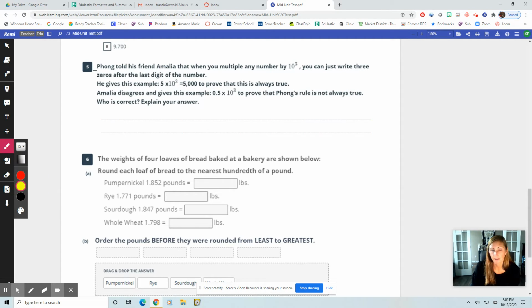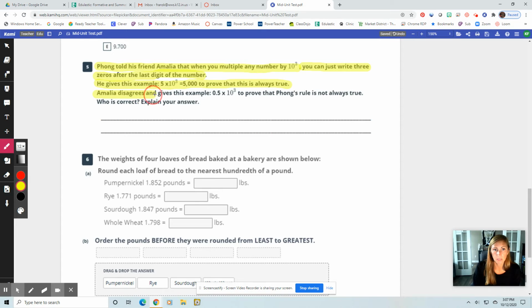Number 5 says, I've always debated how to say this name. PH technically is an F sound, so Fong, interesting. Fong told his friend Amelia, that when you multiply any number by 10 to the third power, you can just write 3 zeros after the last digit of the number. So you can just put 3 zeros on at the end. He gives the example 5 times 10 to the third power equaling 5,000 to prove that this is always true. Always?